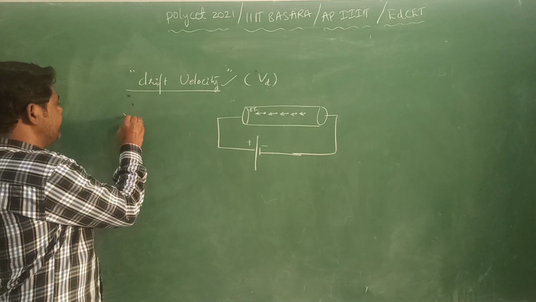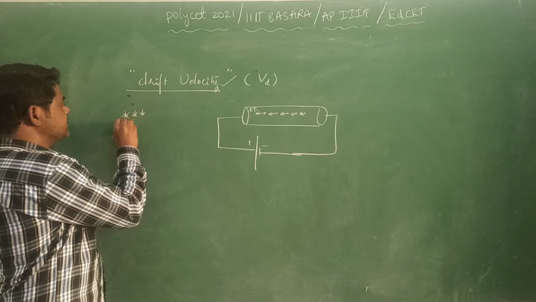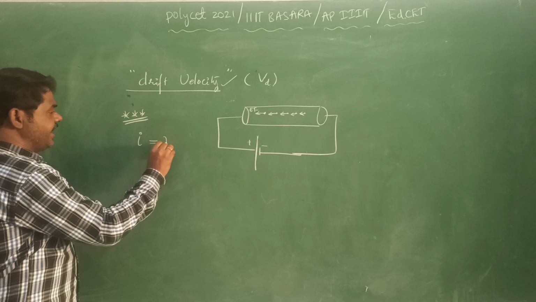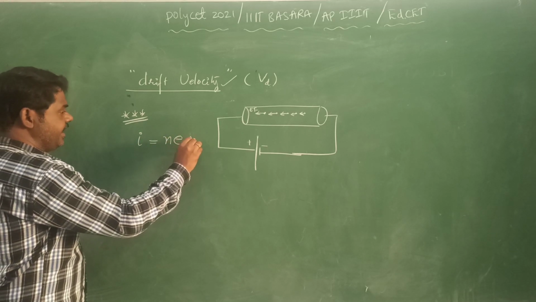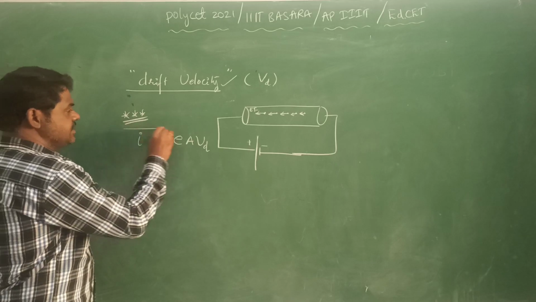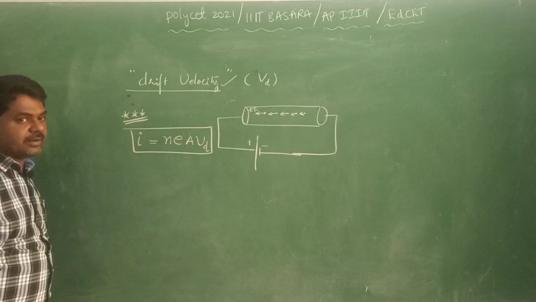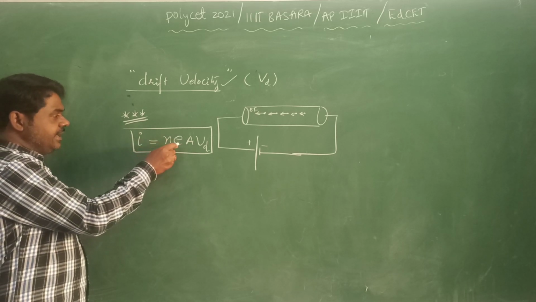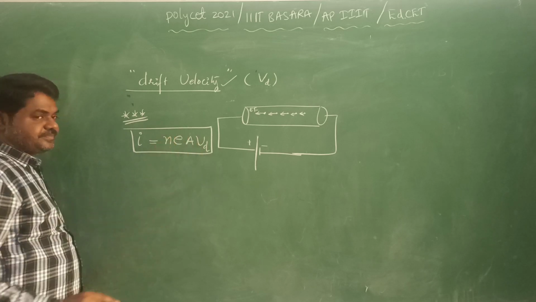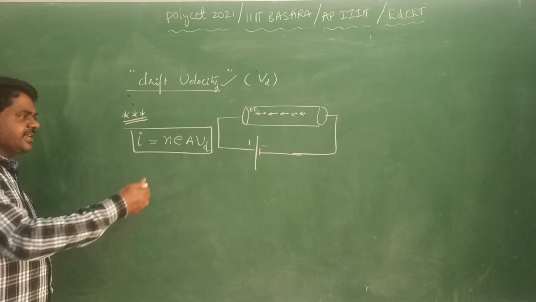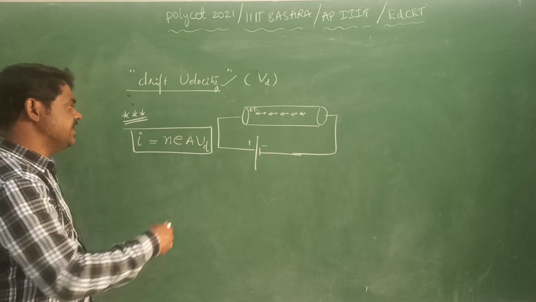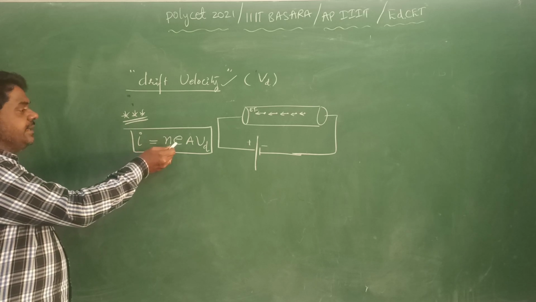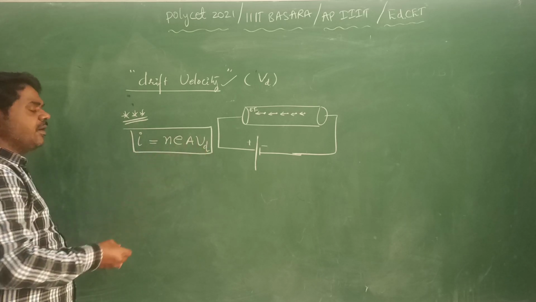See, this is a very important formula. This is an expected question for the exam. That is I is equal to N E A into drift velocity. This is the formula for electric current. I is equal to N E A into drift velocity. The derivation, no need to learn the derivation, just if you remember the formula for the competitive examinations, that's enough. I is equal to N E A into drift velocity. Now we will see what the terms are.